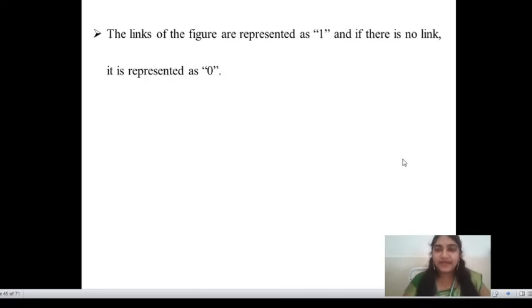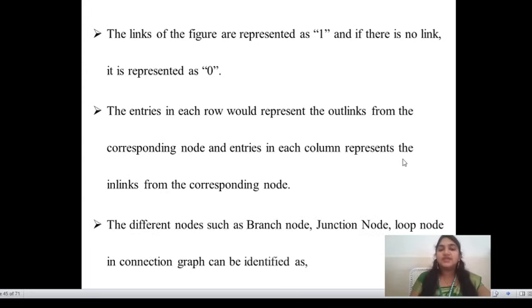I am again explaining the picture I have shown. The links in the figure are represented as 1, and if there is no link, it is represented as 0. The entries in each row represent the links from the corresponding node, and the entries in each column represent in-links to the corresponding node. There are in-links and out-links. An in-link takes input from some other node, whereas an out-link gives the transition to another node.